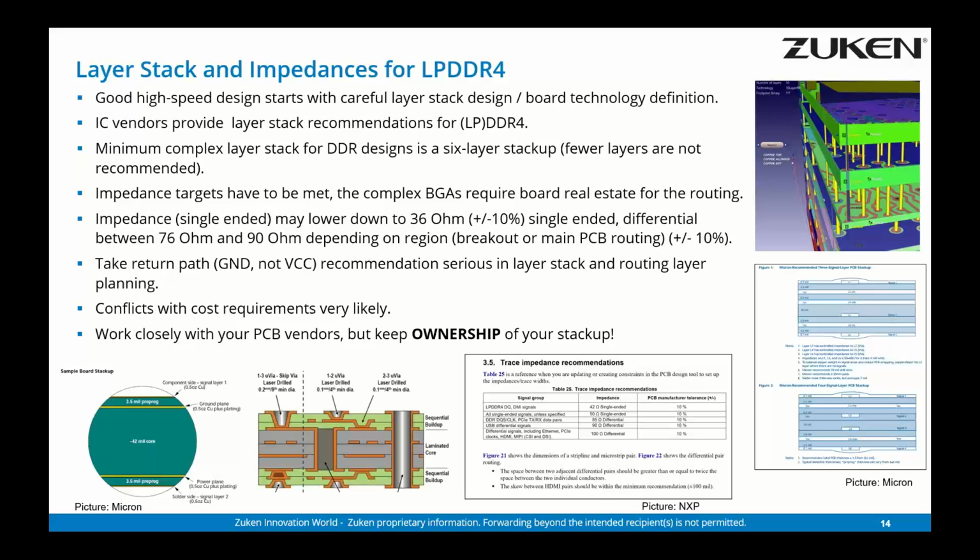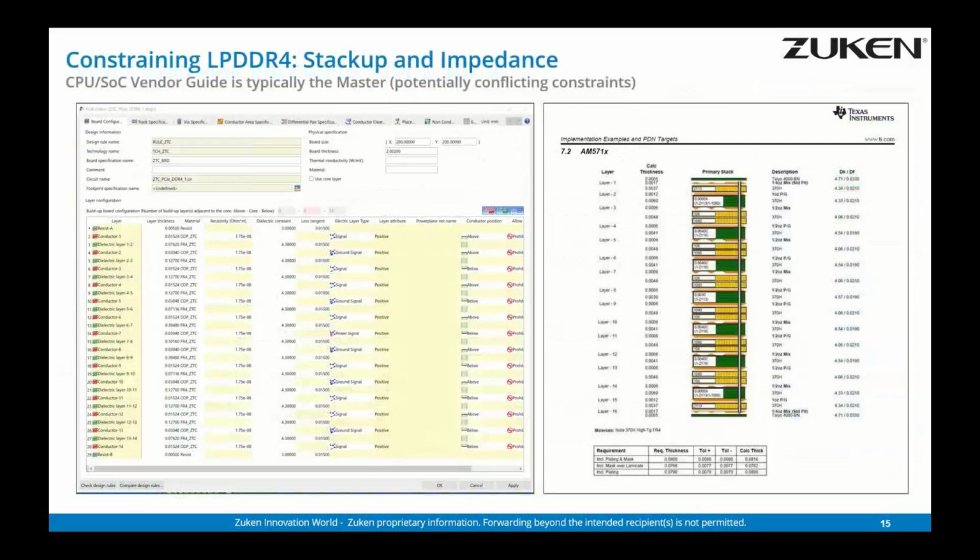Return path considerations should be taken seriously as well in the layer stack planning. So what are the layers for the return path? What are the routing layers? Probably special routing layers for high-speed signals. Impedance requirements are lower. I've seen impedance requirements going below 40 ohms for single-ended, below 80 ohms for differential. So you have completely different impedance windows than you may have had in the past.